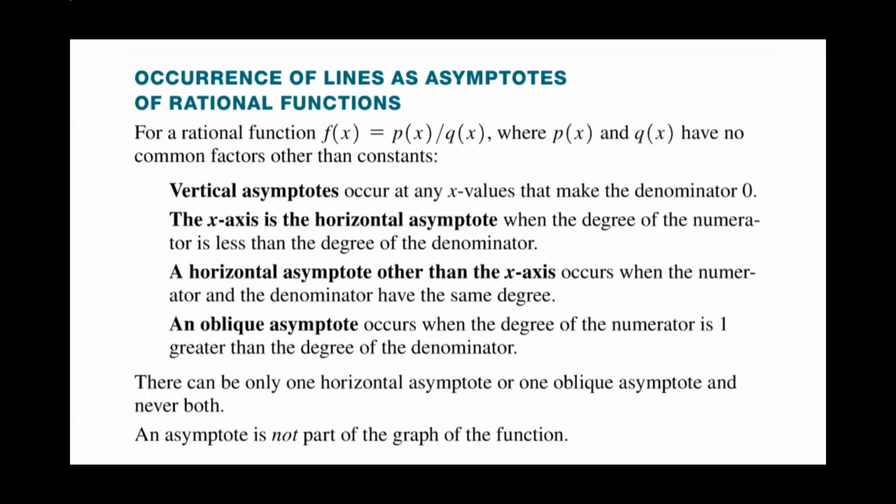If the degree on top is smaller than the degree on the bottom, then the horizontal asymptote is always going to be y equals 0. And if the degree on top is bigger than the one on the bottom, then we have to do the long division first, get our answer to make our slanted asymptote.